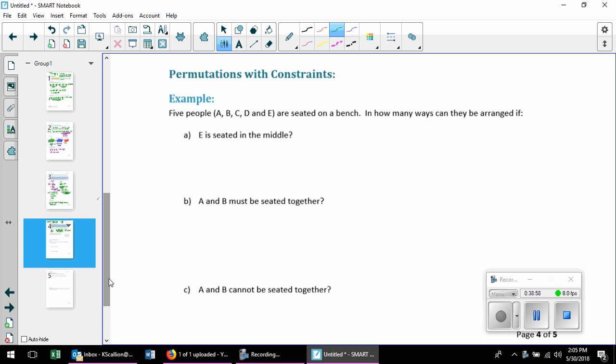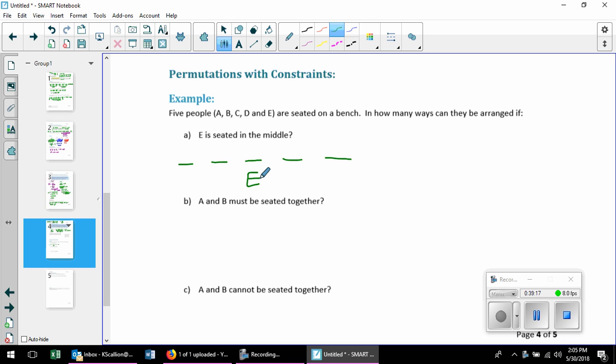Okay, permutations with constraints or restrictions on them. Five people, A, B, C, D, E, are seated on the bench. How many ways can they be rearranged if E has to sit in the middle? So I like doing the dashes at this point. This makes me feel better about life. Who has to sit in the middle?